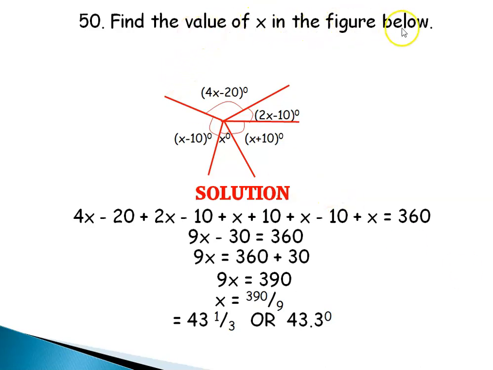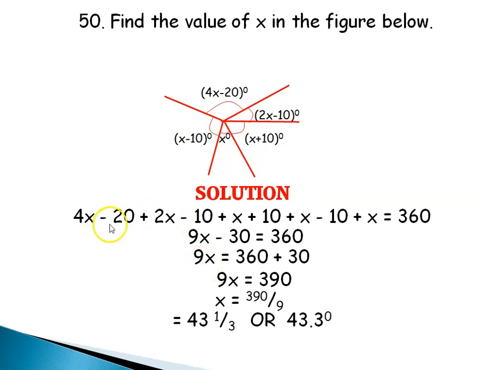Alright, question 50. Find the value of x in the figure below. In this figure, you can see that this is showing us angles at a point. So the sum of all these angles should give me 360 degrees. That is, if I say 4x minus 20 plus 2x minus 10 plus x plus 10 plus x minus 10, everything should equal 360 degrees.